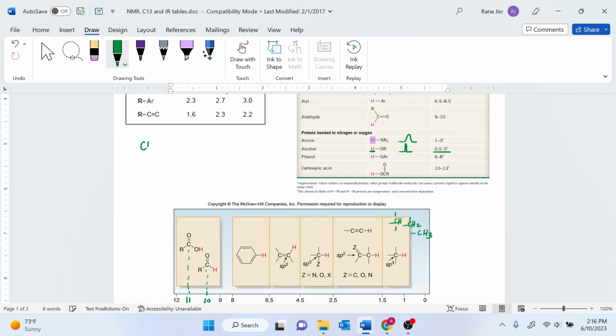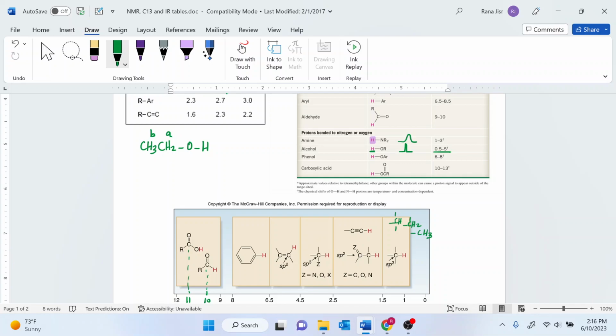So let's say, for example, if you have a CH3 that is connected to a CH2 that is connected to the OH, and I ask you how many signals are there in the proton NMR? Well, this is going to be proton A, this is going to be proton B.